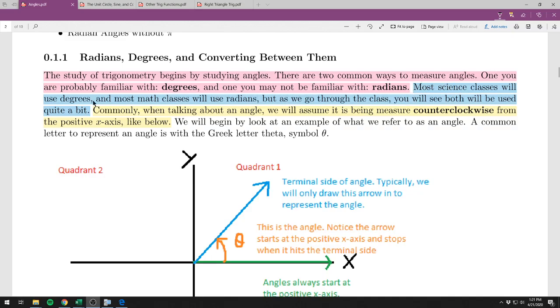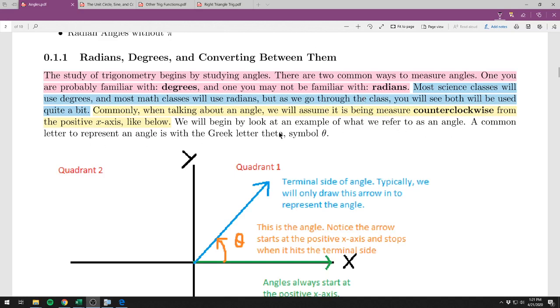The reason why we have to use radians is virtually every single formula that has a pi in it is actually some type of radian angle, and it wouldn't work with degrees. Okay. All right, so like I said, most science classes use degrees, most math classes use radians. You want to get comfortable with both, but don't always go to degrees. Try to switch to degrees when you do problems. Try to get yourself a little more comfortable with radians as we go through.